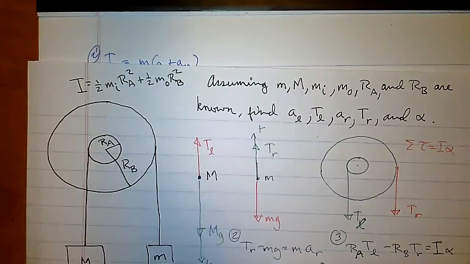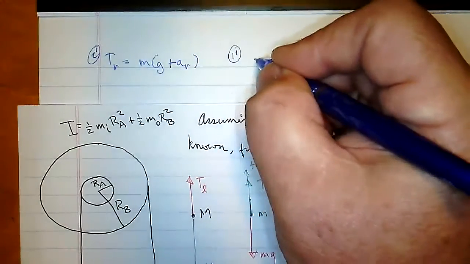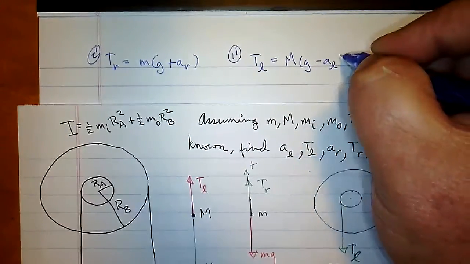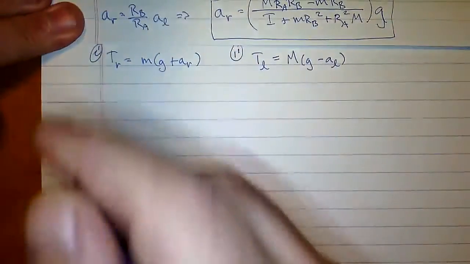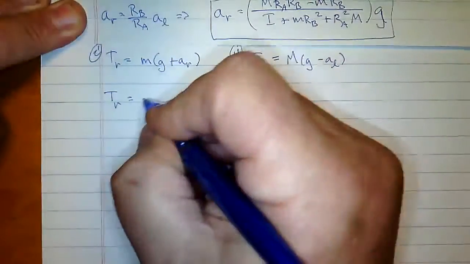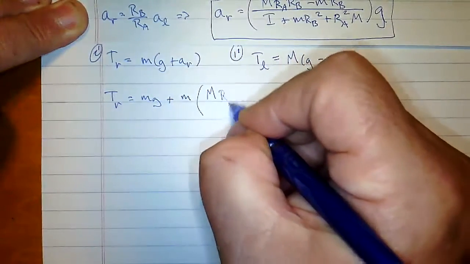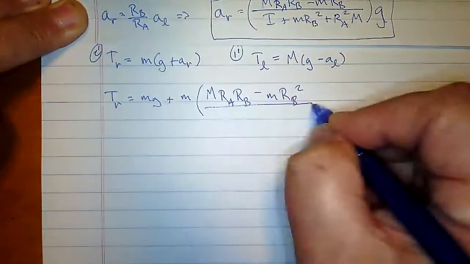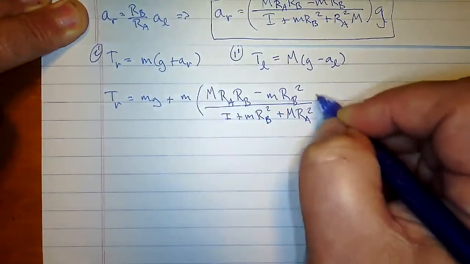And now if I look at equation one, I can see TL is going to be big M G minus big M A sub L. So 1 prime is going to give me that TL is actually equal to M times G minus AL. So now that I can use those, I can also use the accelerations I got earlier, and I can work them out and find out what the tensions are. So finally, the tension on the right-hand side will be mg plus m times, now we're going to put in a sub r. Well, that's going to be m r a r b minus m r b squared over I plus m r b squared plus big m r a squared times g.